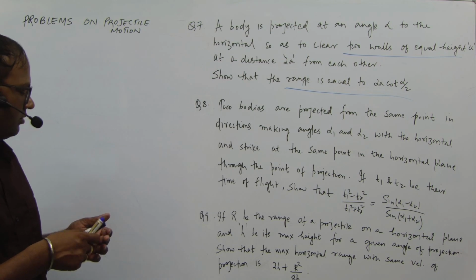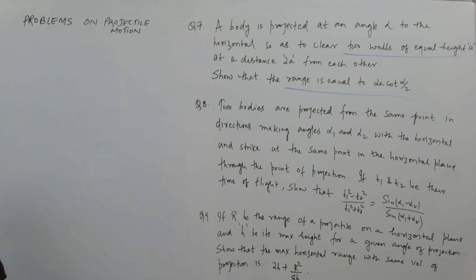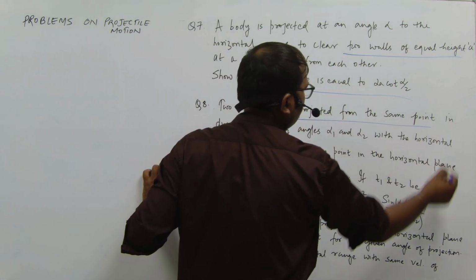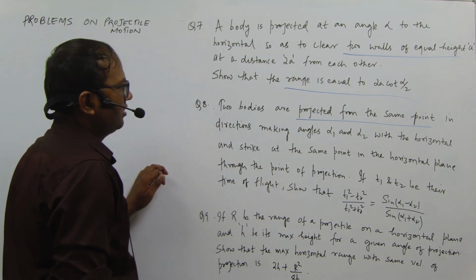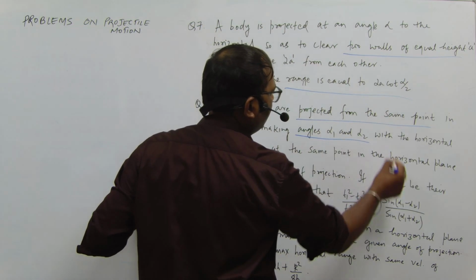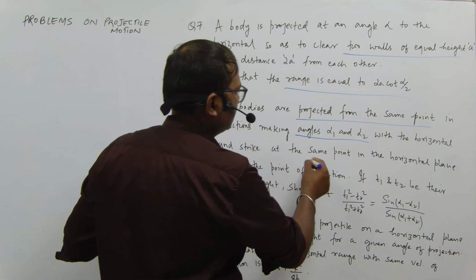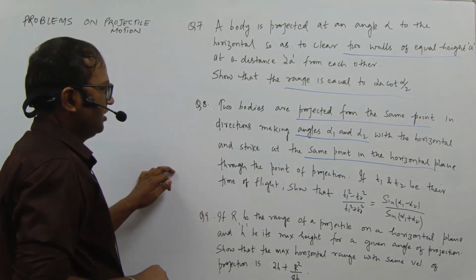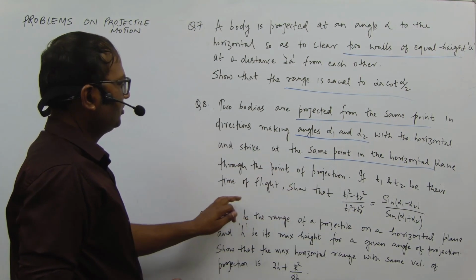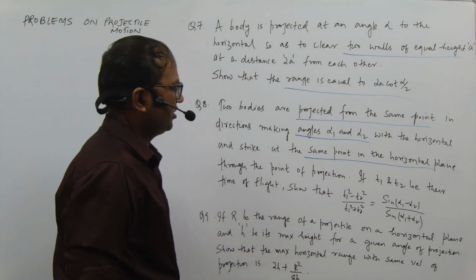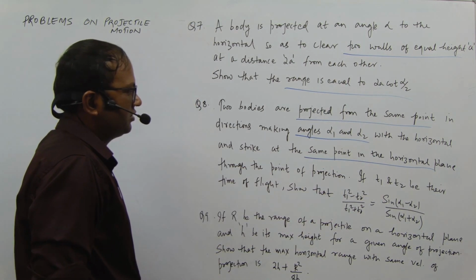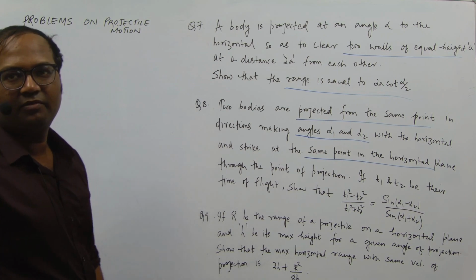Okay, so what is given in the question is that two bodies are projected from the same point in directions making an angle alpha 1 and alpha 2 with the horizontal and strike at the same point in the horizontal plane. Okay, so the range will be same. If T1 and T2 be the time of flight, show that T1 square minus T2 square upon T1 square plus T2 square is equal to sine alpha 1 minus alpha 2 upon sine alpha 1 plus alpha 2.